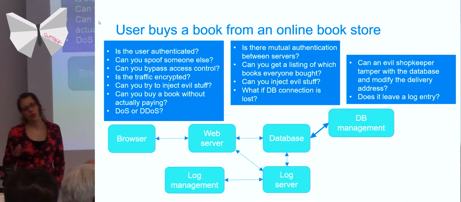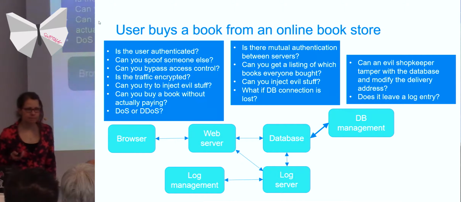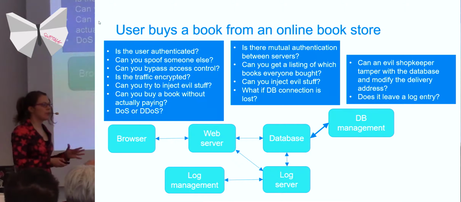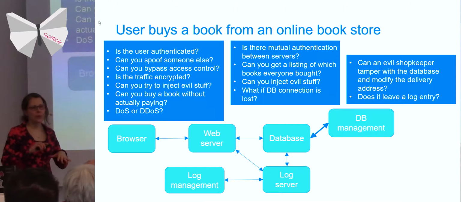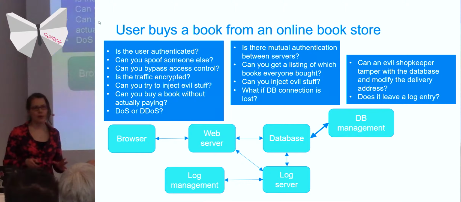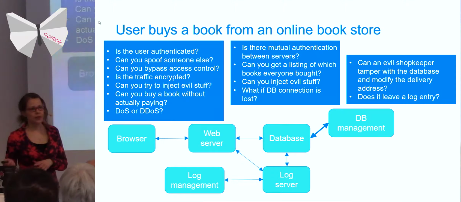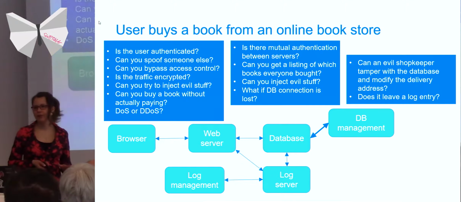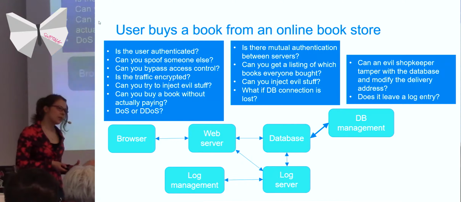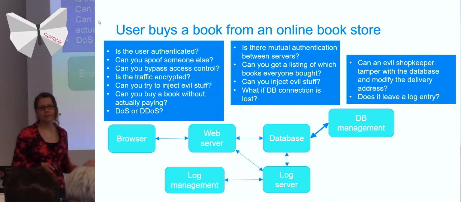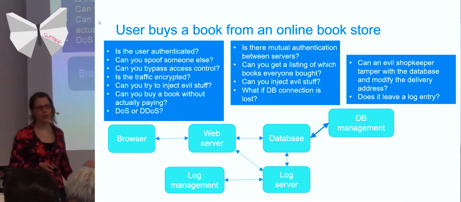If you have a database, you probably have a database management system. Could an evil shopkeeper tamper with the database and modify the delivery addresses maybe, so they get all the books instead of the ones who actually paid for them? Or if they are able to do that, does it at least leave a log entry so you can take a look later?